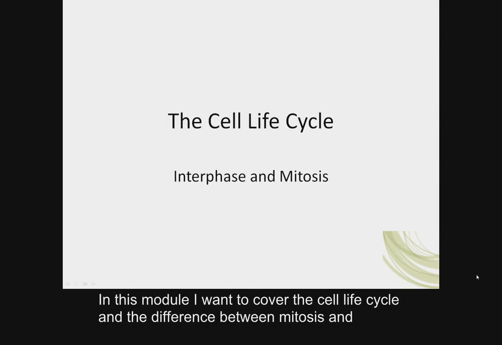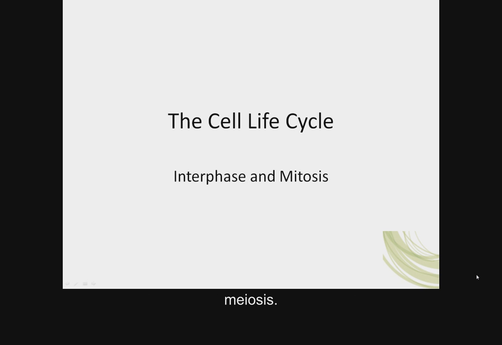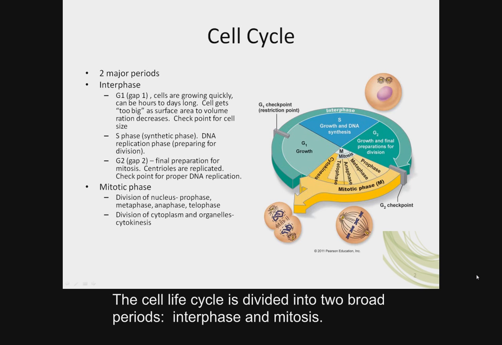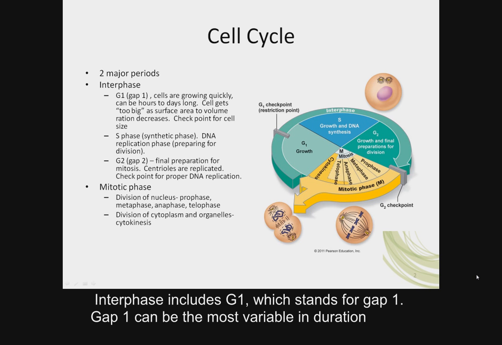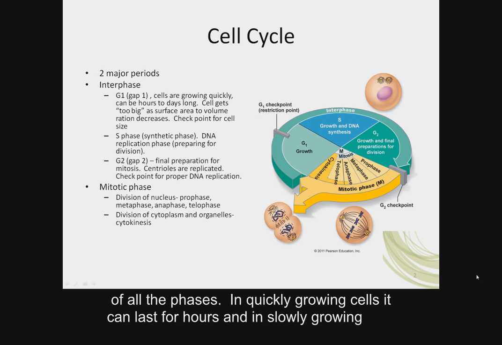In this module, I want to cover the cell life cycle and the difference between mitosis and meiosis. The cell life cycle is divided into two broad periods, interphase and mitosis. Interphase includes G1, which stands for gap 1. Gap 1 can be the most variable in duration of all the phases.